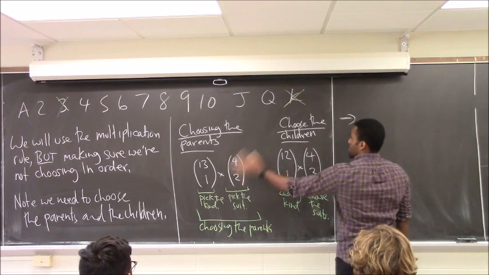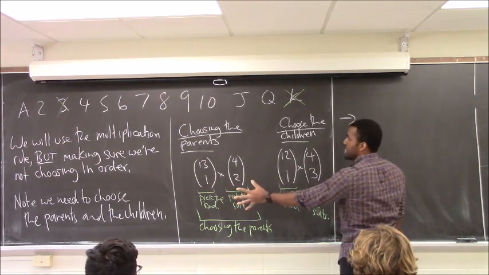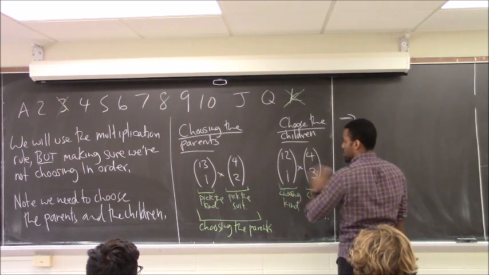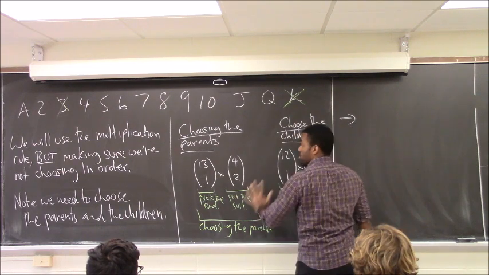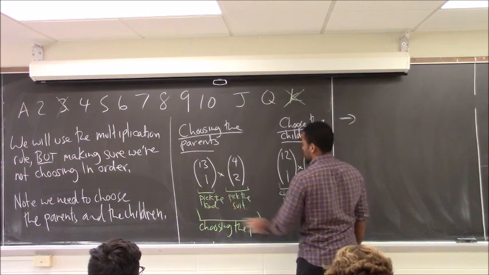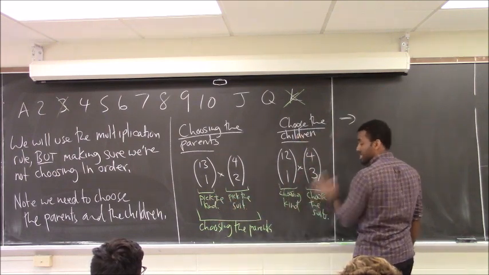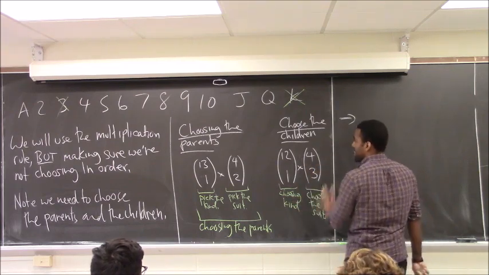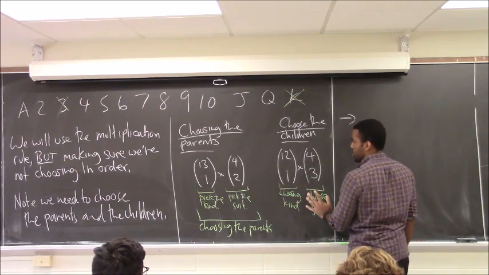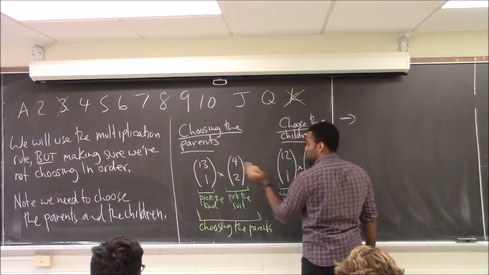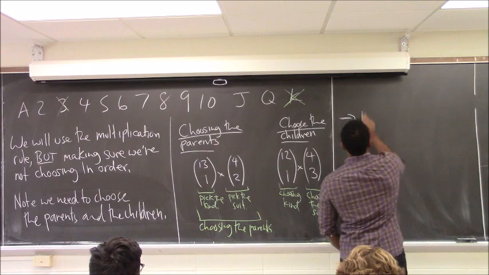Now, for every pair of parents that I could pick, I can pick this many children. The multiplication rule is going to tell me, since this is the number of options for one stage of your choice, which is picking the parents, this is the number of options for the other stage of your choice. This is how many ways you can pick the children. How many total ways for the entire experiment to go is the product of these two numbers.